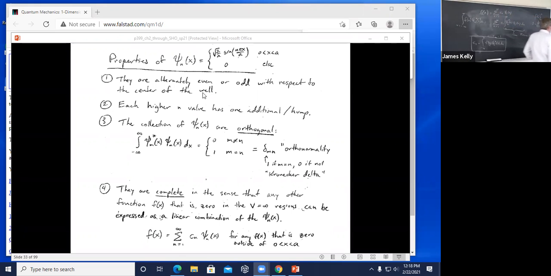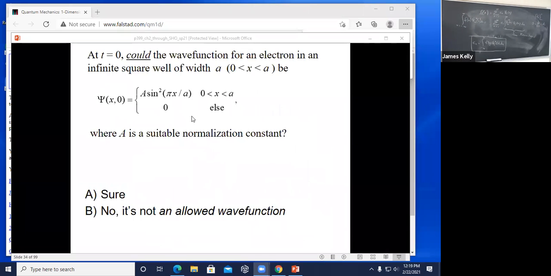And all of them except one are true for an arbitrary shape potential. In order for one to be true, for them to be alternately even or odd with respect to the center of the well, you've got to have a symmetric potential. Okay, so one is only true for a left-right symmetric potential, like the one we're considering here, but all the other properties are true for any potential.